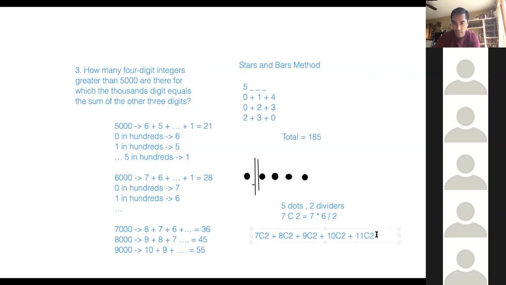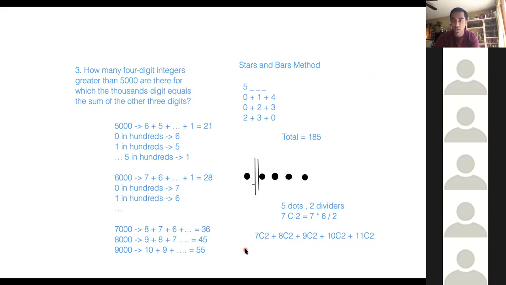This is the same thing as what we counted here: 6 plus 5 up to 1, 7 plus 6 up to 1, and so on. So 7 choose 2 would be 21, 8 choose 2 is 28, 9 choose 2 is 36, and so on. This is maybe a little simpler way to get to the things you need to sum, and you can get just this expression for each of these. Now the last step is computing each of these and adding it up.